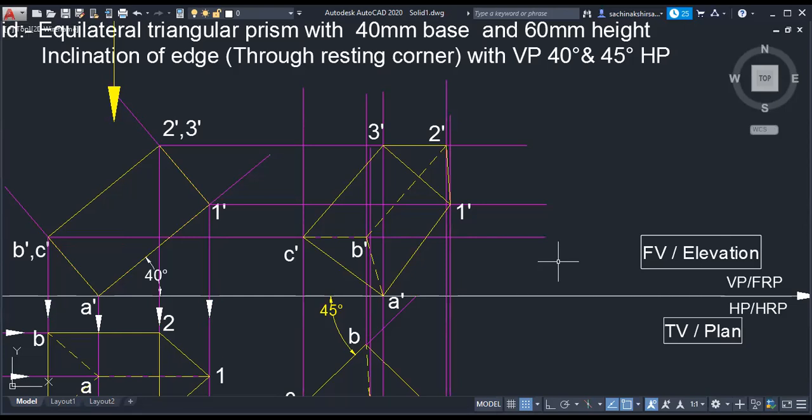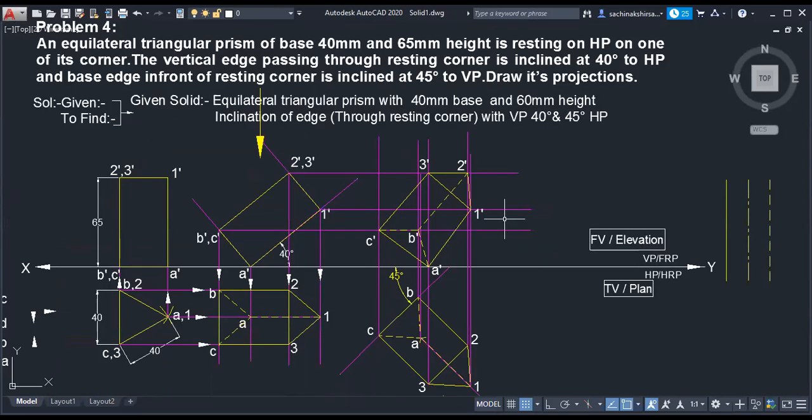Are you observing the front view? So which line have we drawn dotted here? Are you getting it? Am I audible? So please note this down.